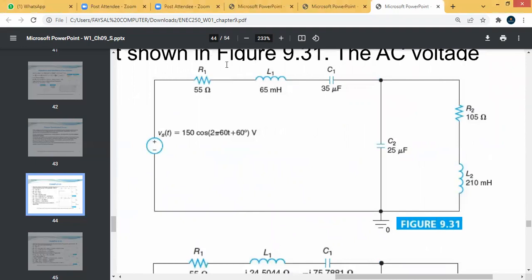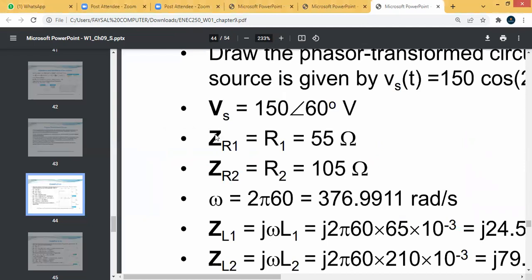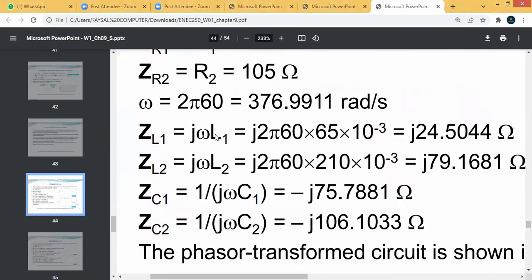So here this is the L1 value, that is 65 mH, and L2 is 210 mH. Milli basically means millihenry. This is the value of impedance. So just putting the value in ZL1: ZL1 will be j omega L1, where omega is 2 pi times 60, into L1, that is 65 milli, and milli means 10 power minus 3. Just finding the value from the calculator.